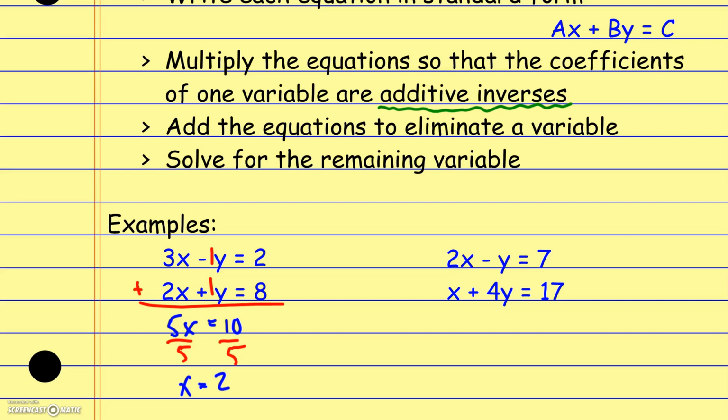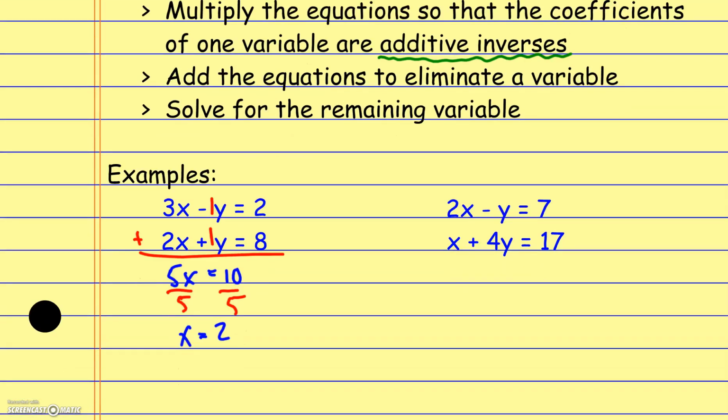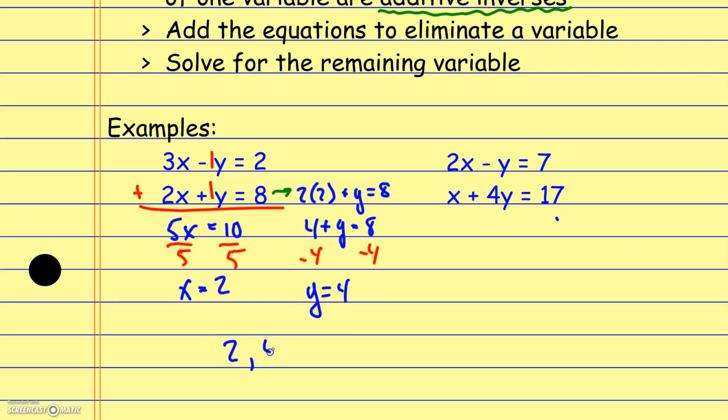Now from here, I just have to plug this back into my equation. It doesn't matter which one I plug it into, whichever one looks easiest to you. I'm going to plug it into this second one. So I do 2 times x, which is the 2, plus y equals 8. Now I just have to simplify and solve. That's going to give me a 4 plus y equals 8. Now I subtract the 4 from each side, and I find out that y equals 4. So I get this ordered pair, which I can express as (2, 4). And that's it.